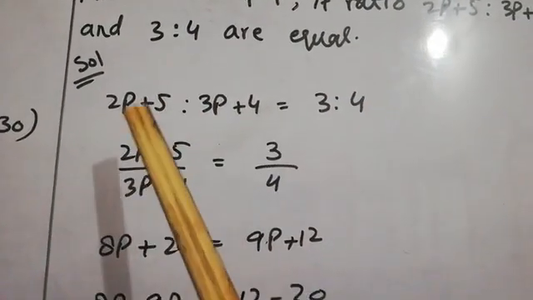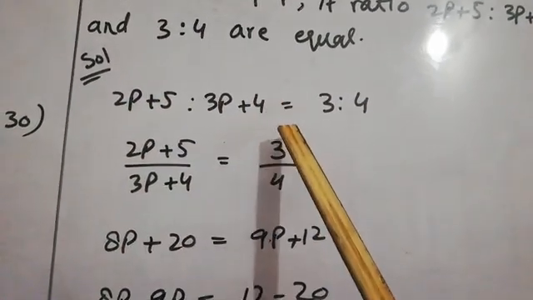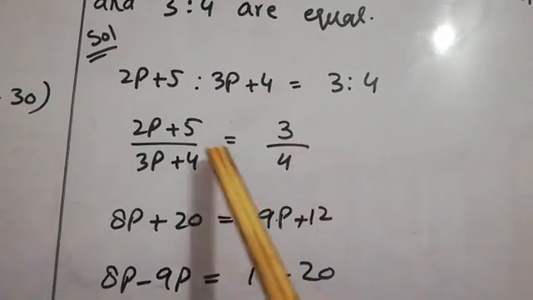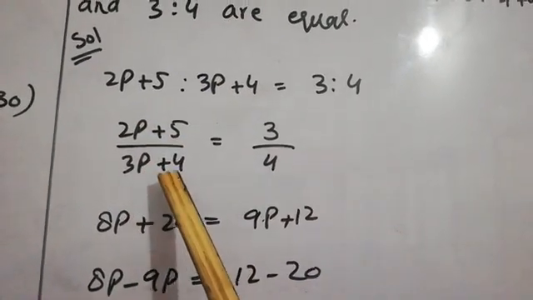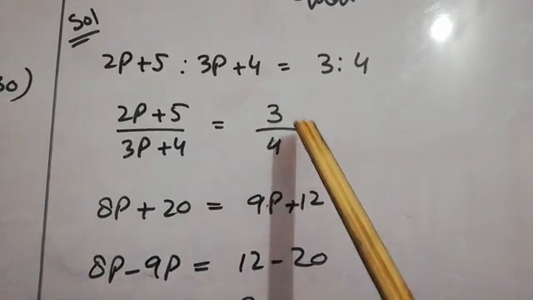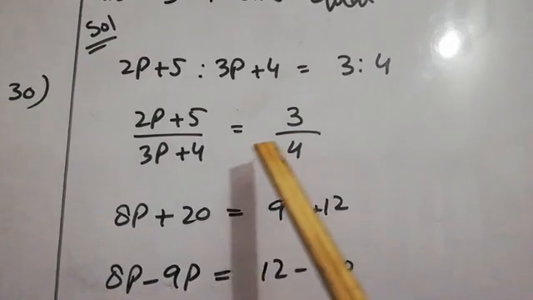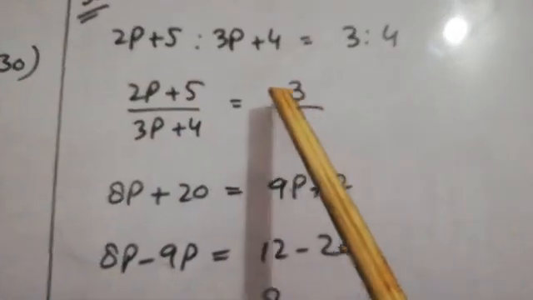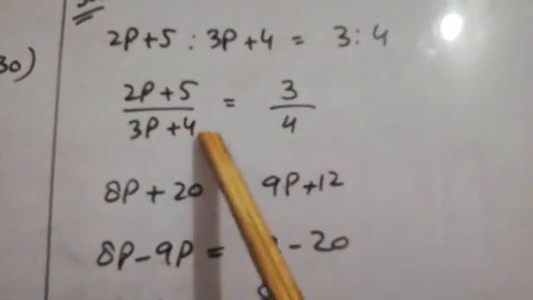Now we can change this ratio into fraction form. (2p + 5)/(3p + 4) = 3/4. Dear student, now we have the equality sign between two fractions. Now we will use the cross product formula.